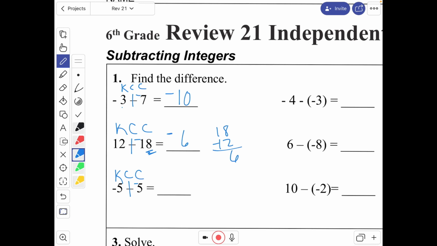The next one, -5 plus -5. They have the same sign, so I'm adding 5 plus 5. It's 10. They're both negative. Sign's negative.